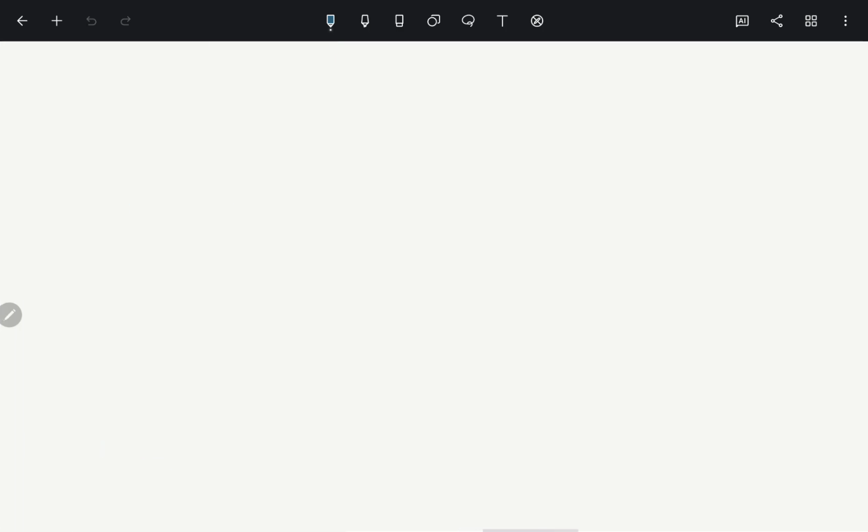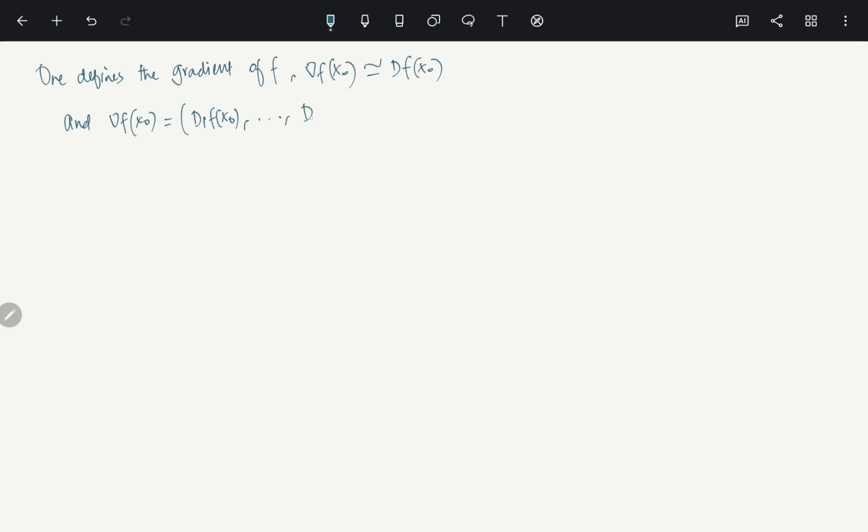Okay, and one defines the gradient of f. In this case, f is from omega to R, and the gradient of f at the point x naught we identify with this matrix df(x naught). Clear? And the gradient will be a function, and the gradient of f at the point x naught we identify as this: d1 f(x naught), up to dn f(x naught).